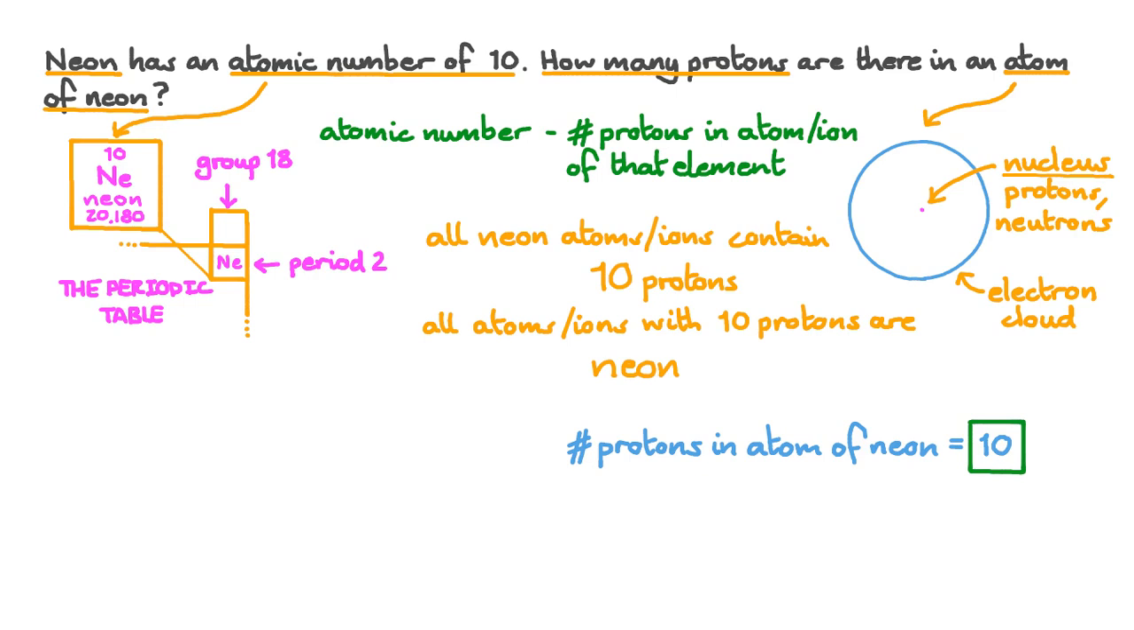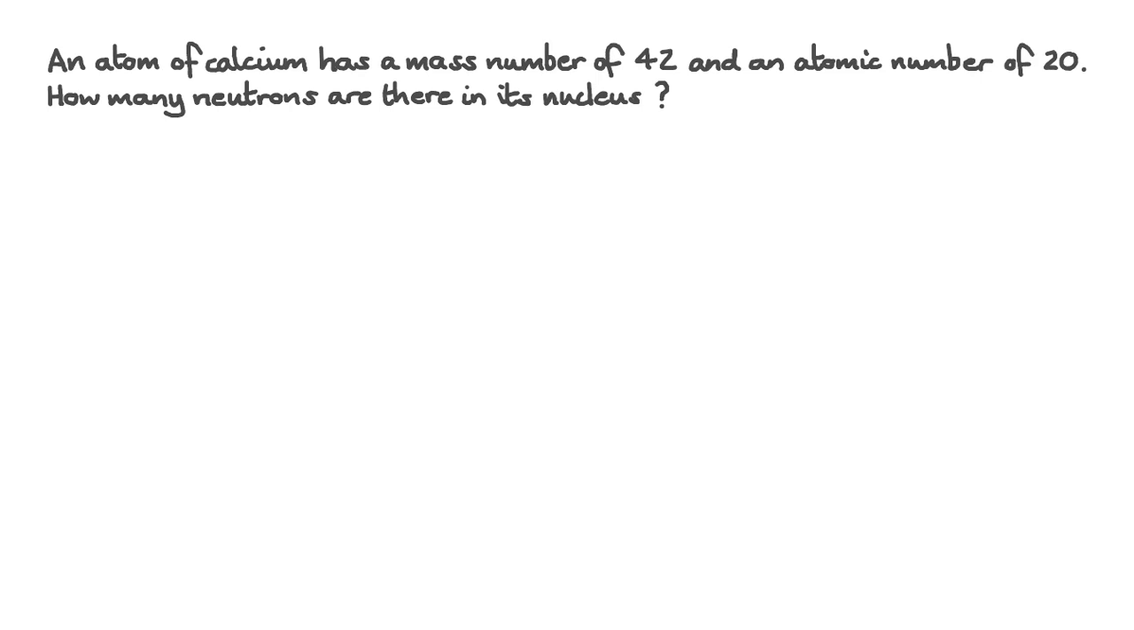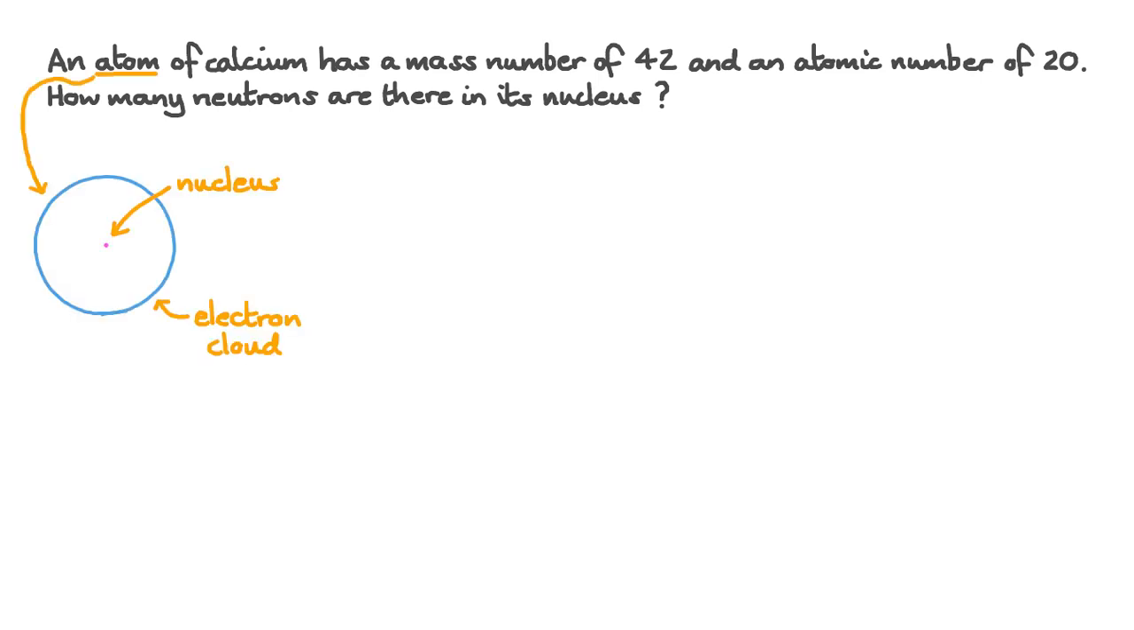Our next question looks at using both mass number and atomic number. An atom of calcium has a mass number of 42 and an atomic number of 20. How many neutrons are there in its nucleus? An atom consists of a nucleus surrounded by an electron cloud. In the nucleus, we can find protons and neutrons, and electrons occupy the electron cloud. We won't need it for this question, but it's important to remember that atoms are neutral, so they have the same number of positive protons and negative electrons.